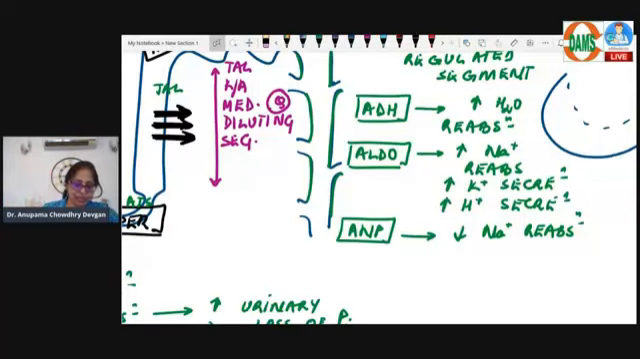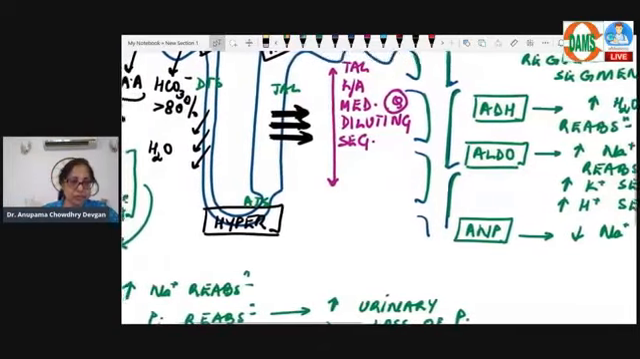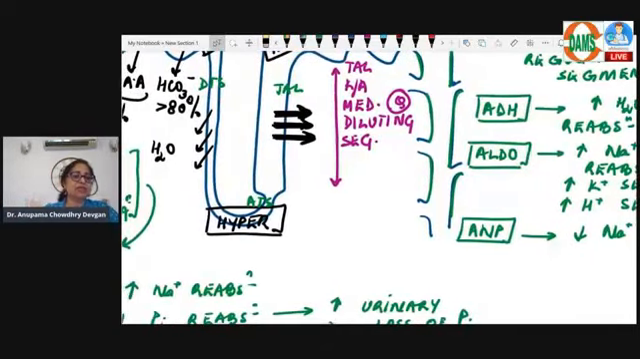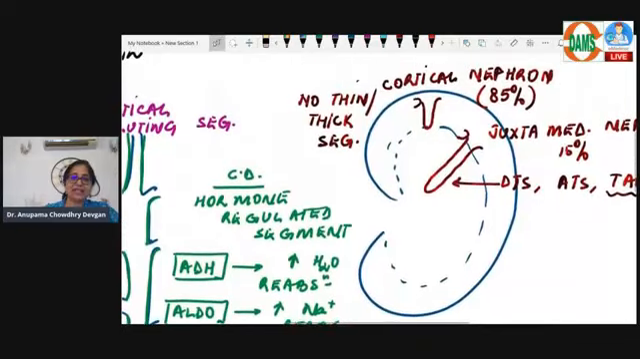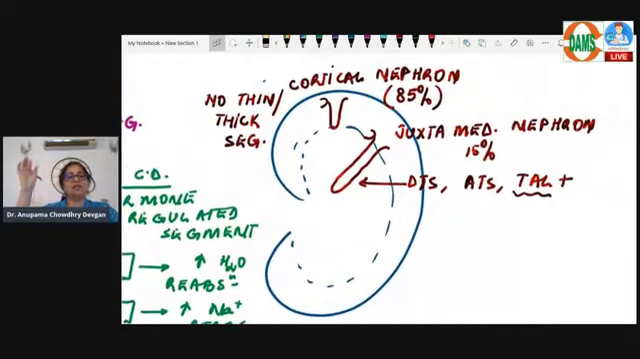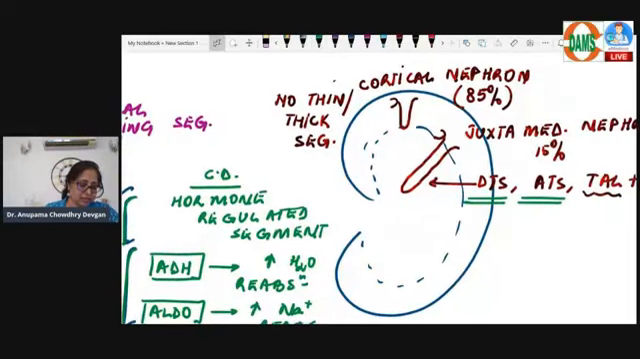Now, what I was trying to tell you about cortical and juxtamedullary nephrons was, it is the juxtamedullary nephrons which have thin and thick segments, right? If you see this diagram here, cortical nephrons are 85% of the total. The loop of Henle also lies in the cortex. There is no thin or thick segment. Juxtamedullary nephron is 15% of the total. The loop of Henle is in the medulla, and it has a descending thin segment, an ascending thin segment, and a thick ascending limb. Are we clear with that? So this is what I meant by cortical and juxtamedullary.